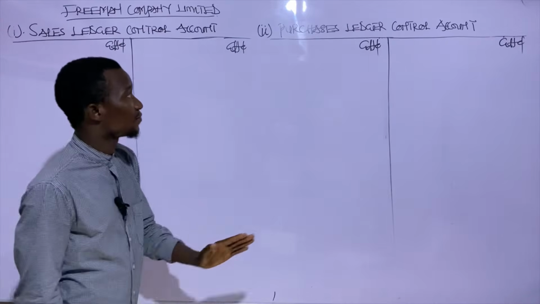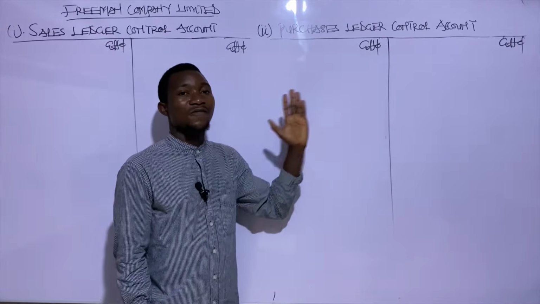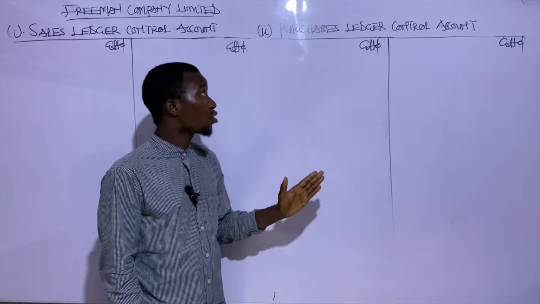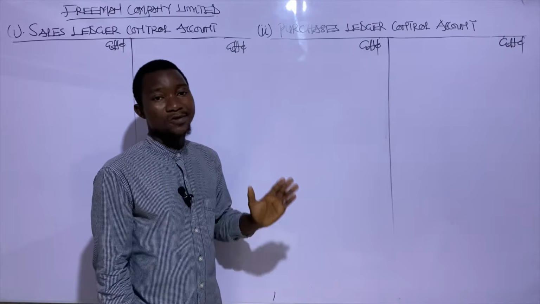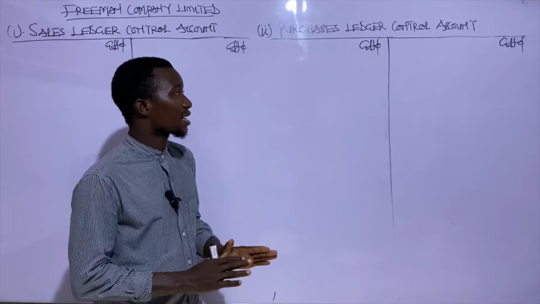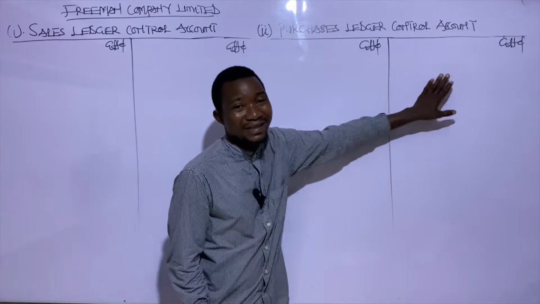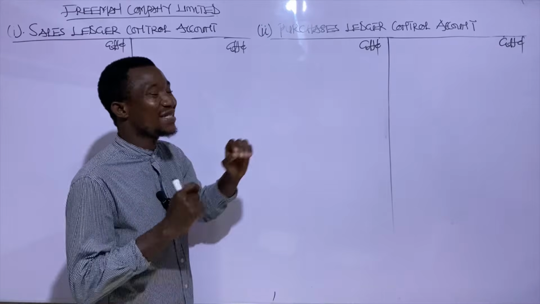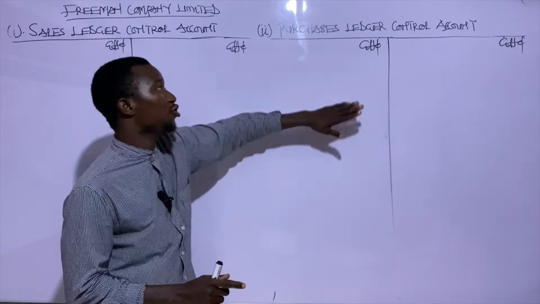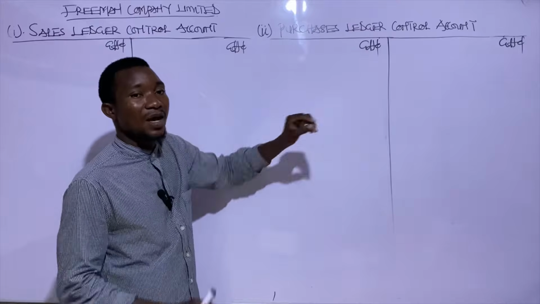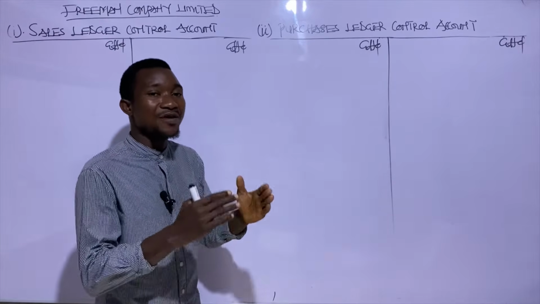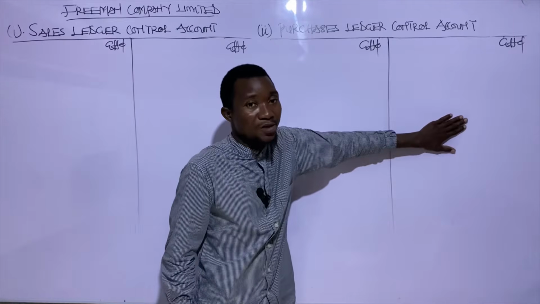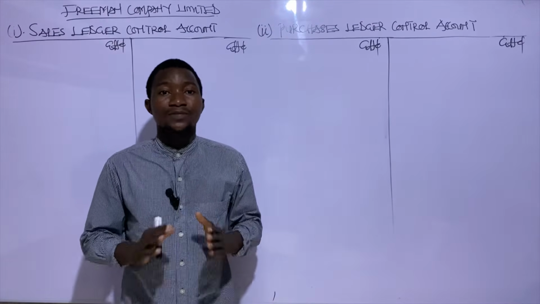On the other hand, the purchases ledger control account functions as that of the creditors account. It is also called the total creditors ledger control account, and the creditors account increases at the credit side and decreases at the debit side. So every item that is supposed to decrease the creditors account should be debited to this account. Every item that will increase the creditors account should be credited to the purchases ledger control account. Is this clear? Good.